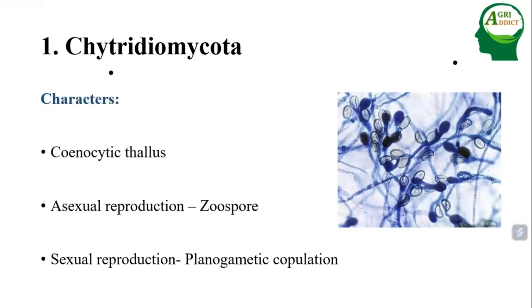So this Chytridiomycota has a cenocytic thallus. Cenocytic means without septations. Fungi may have either septate hyphae or aseptate hyphae, and we call the aseptate hyphae cenocytic hyphae. The asexual reproduction is by zoospores, which have a whiplash flagella.